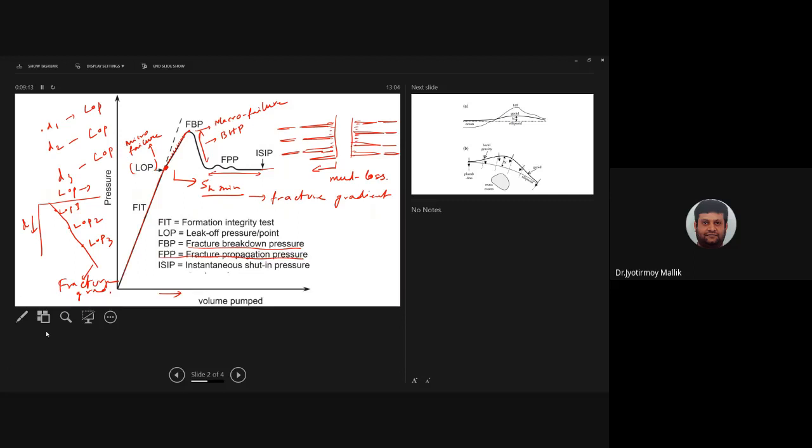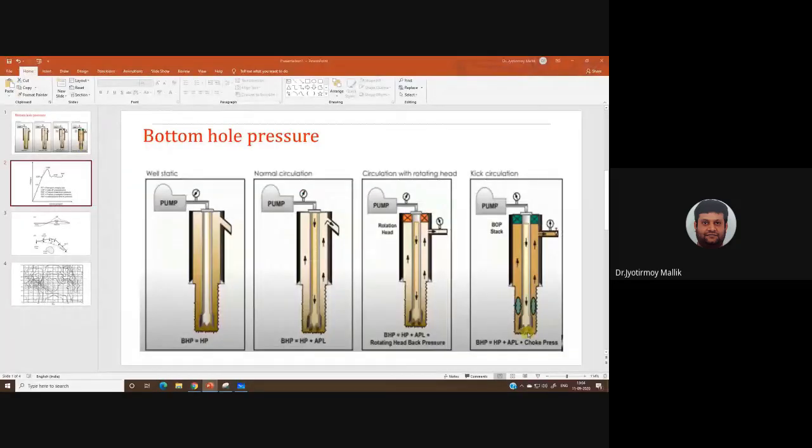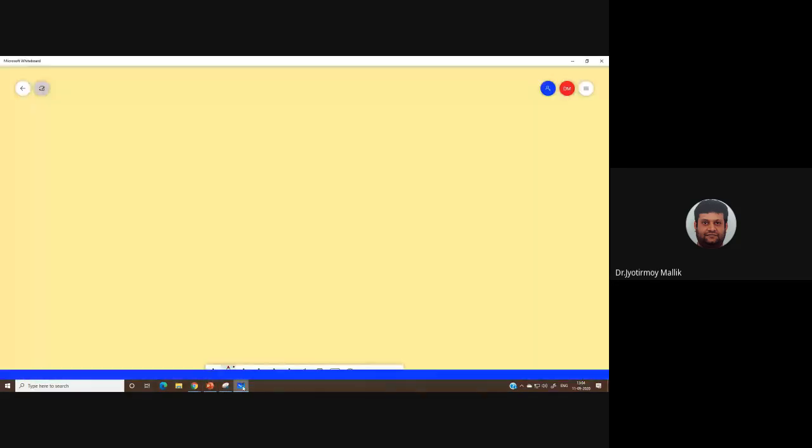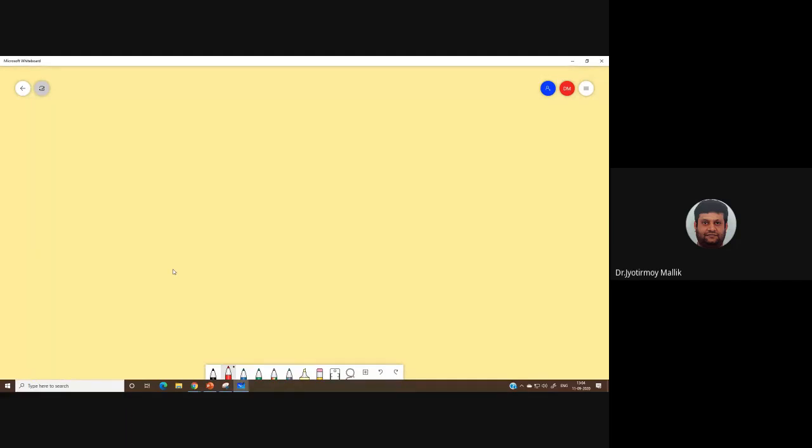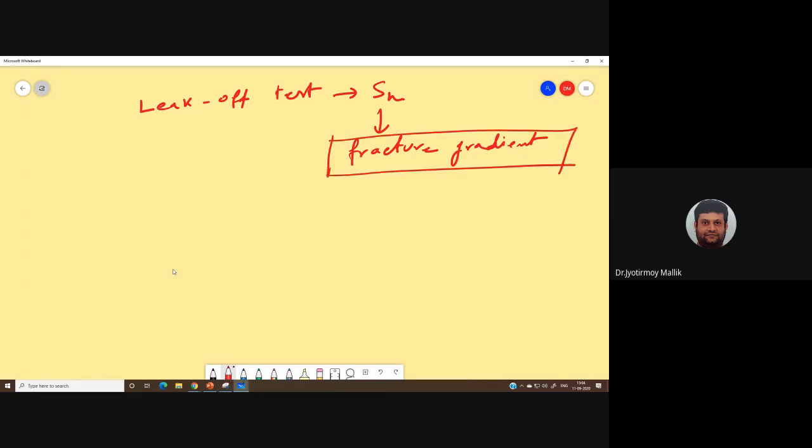So if I go back to the whiteboard, with the leak-off test, I can calculate S small h, or what we call fracture gradient, which is an absolutely important parameter in determining the well stability.